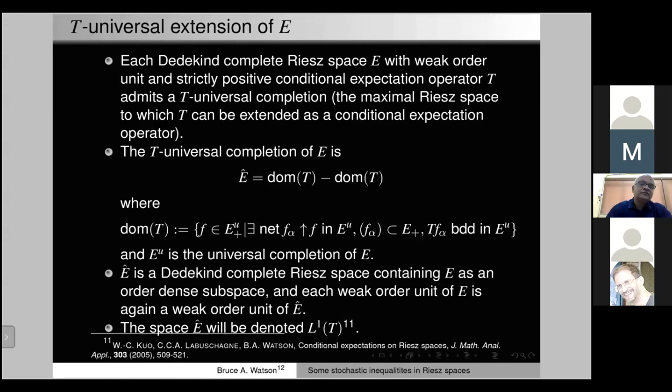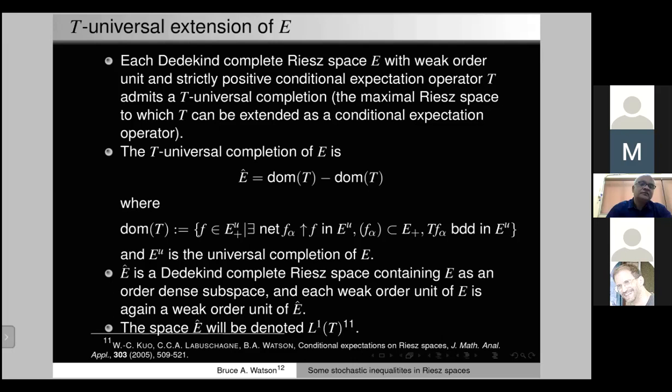And we look at an extension of that Riesz space that gives the conditional expectation operator its maximal domain. It's the largest extension you can make of the conditional expectation operator, which gives a conditional expectation operator on the resulting space and has the original space as an order dense subspace of it. So how do we go about this?